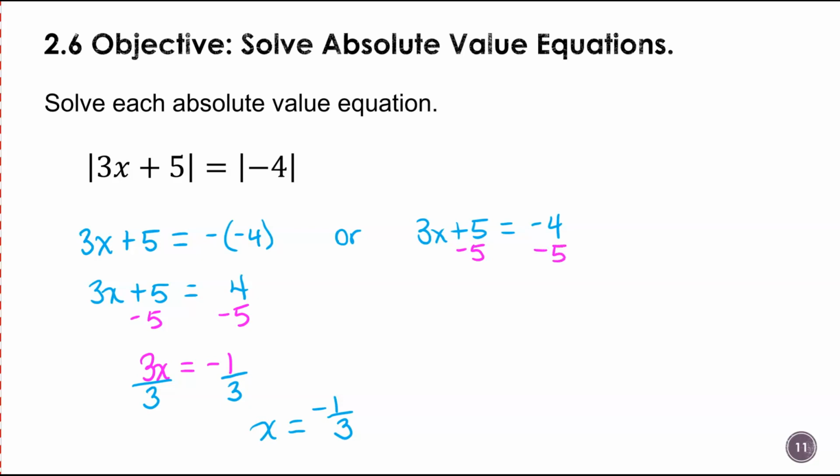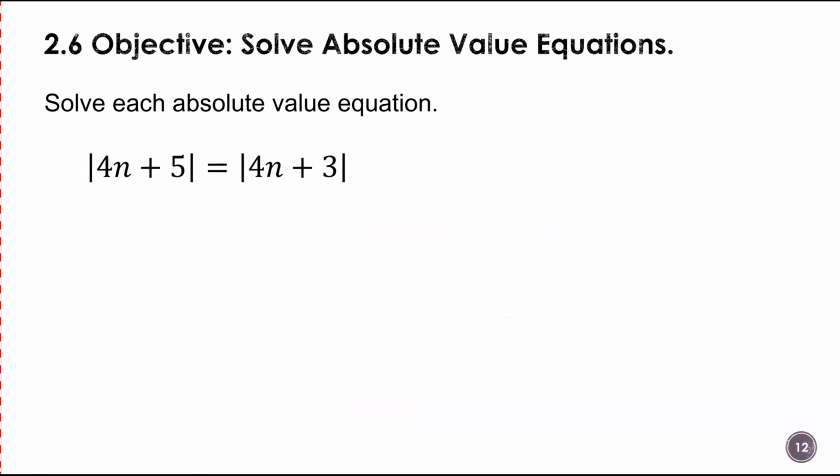Solve the other equation. Right, subtract 5 on both sides. We then divide by 3 on both sides. And we find that x equals negative 3. And then we are finished with that. You can always go back and check it to be sure. All right, next. This one looks a little more complicated.